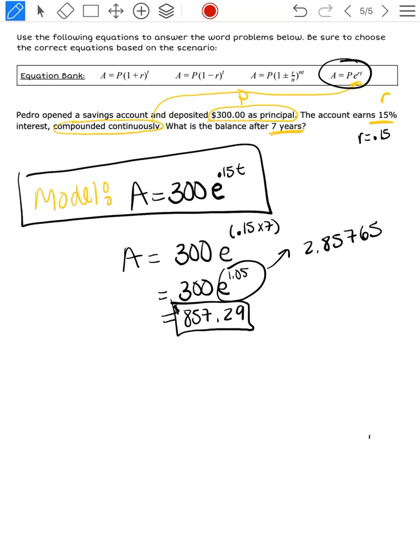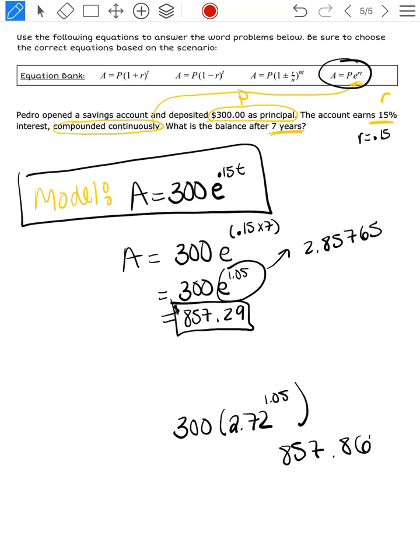But I just want to say, if you can't find the E button on your calculator, it's not great because it's an approximation, but you could do 2.72 to the 1.05 power. I just want to show you the difference. So if I do 2.72 raised to the 1.05 power, because that's what E is, and then multiply by 300, I get 857.86. So just slightly more for rounding up because it's really 2.718.